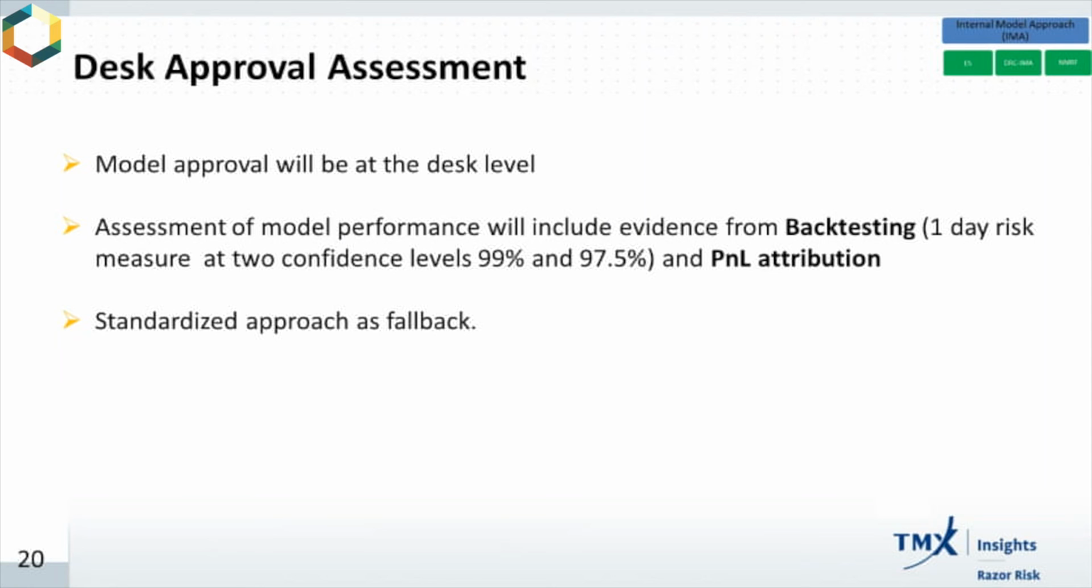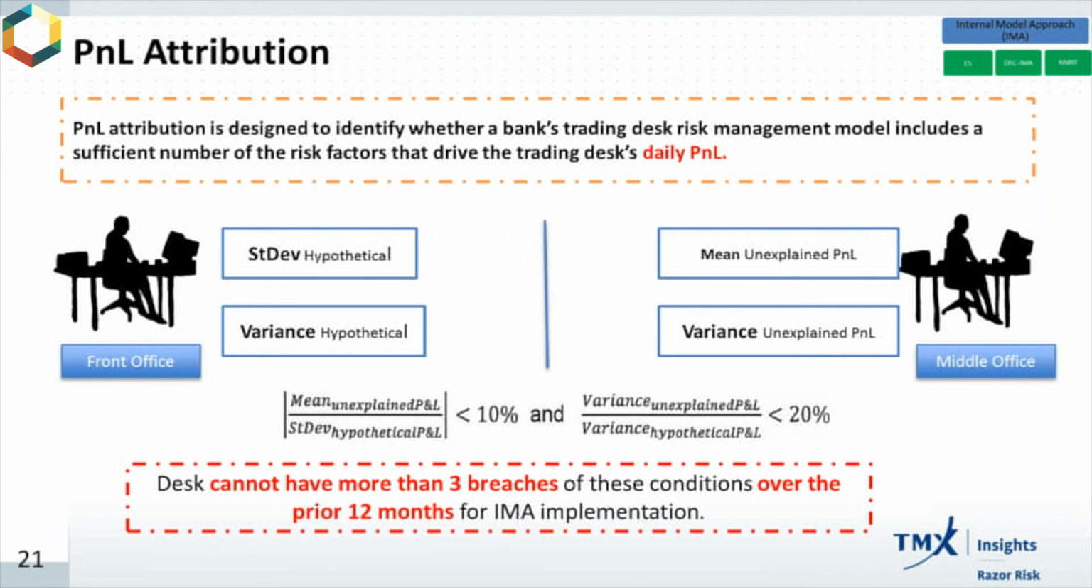And this is the P&L attribution. It's a pretty new concept in FRTB. The purpose of P&L attribution is to compare front office P&L with the middle office P&L to make sure of the consistency between front office pricing and risk pricing. The difference between them is the unexplained P&L.